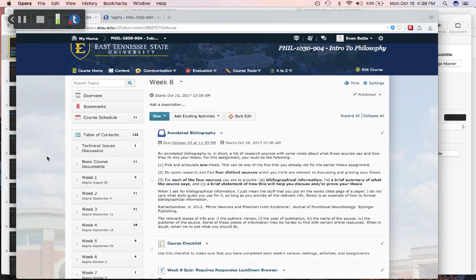When you write for journals or when you're trying to shop books around to different publishers, they all have their own style and they'll just tell you what to do when you need to format that kind of stuff. So I'm not too worried about that. So that bibliographical information, that's A. B, a brief summary of what the source says.